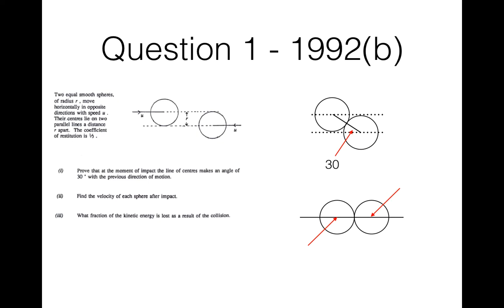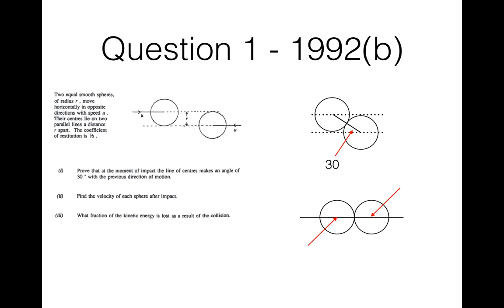You're looking for, to prove the angle is 30, I've kind of explained that. Find the velocity of each sphere after impact, that's just a standard question. And what fraction of kinetic energy is lost as a result of the collision. Remember your fraction of kinetic energy loss formula for that. Now I'll post the marking scheme in a moment on that. You can pause this video.